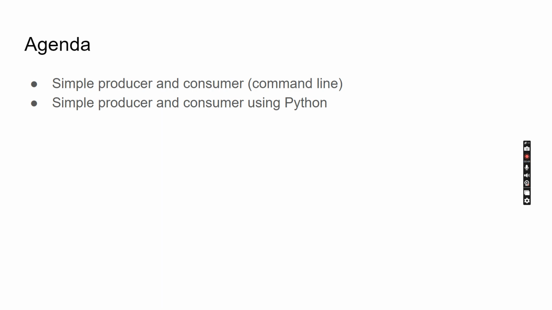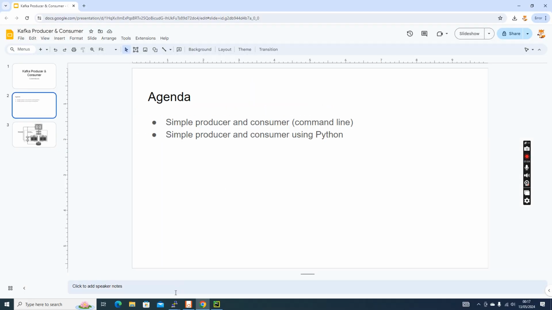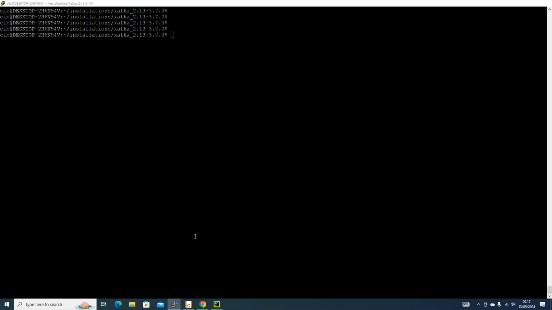Okay, so the agenda is we are going to first create a topic, then produce some messages, consume some messages using the command line. This I have already explained, but I'll explain it again in this video. Then after that we will try the same thing using a Python program. Okay, so producer and consumer. So now let's get out of this PPT. Now let's get into the experiments.